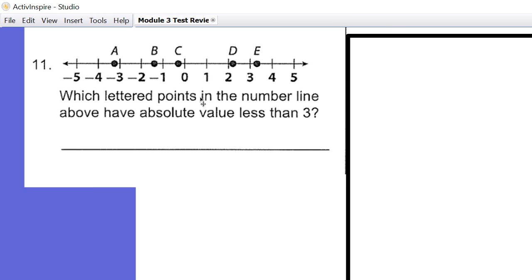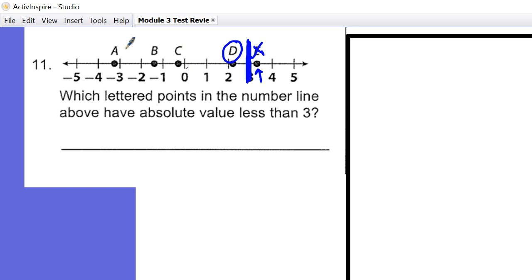It says, which lettered points in the number line have absolute values that are less than 3? So absolute value means distance from 0. So we are looking for everything that has a distance less than 3. So what I can do is go to 3, draw a line right here, and I'm looking for things that have a value less than 3. This one to the right of it, barely, E right there, that's a little bit past 3. That's definitely not one of our answers. But D is.